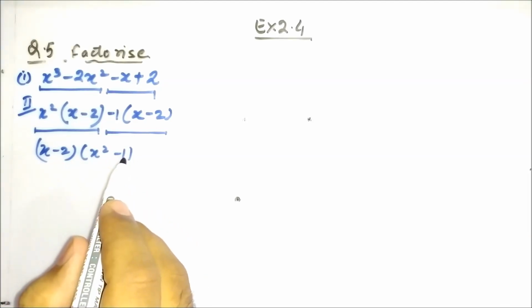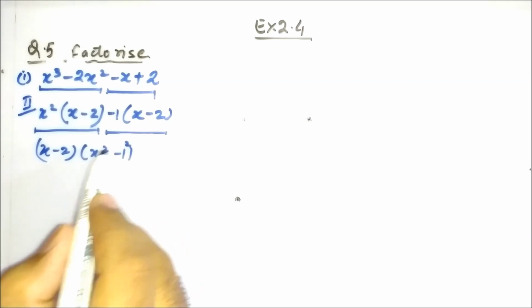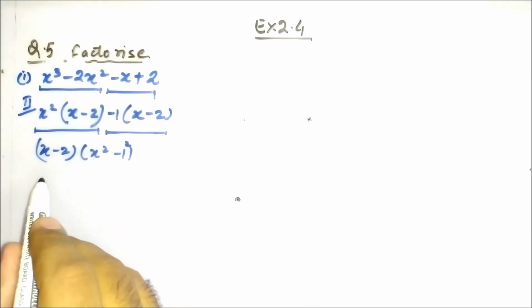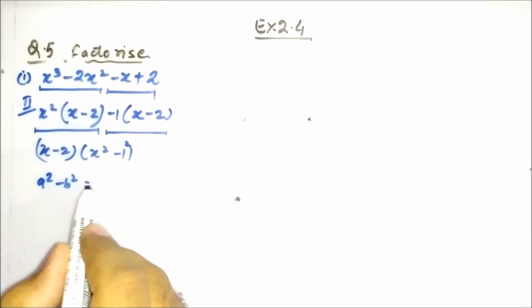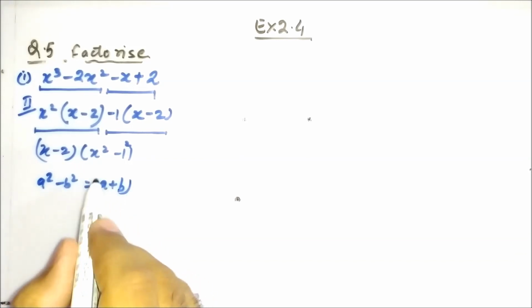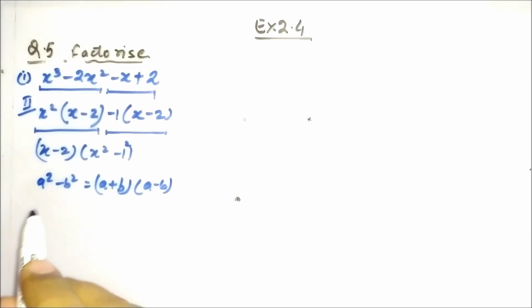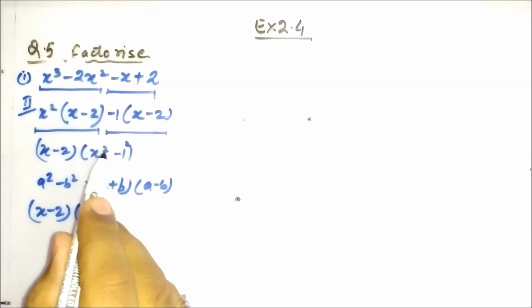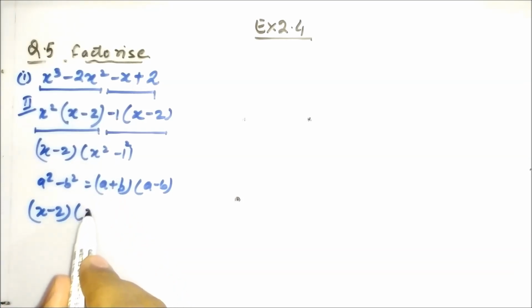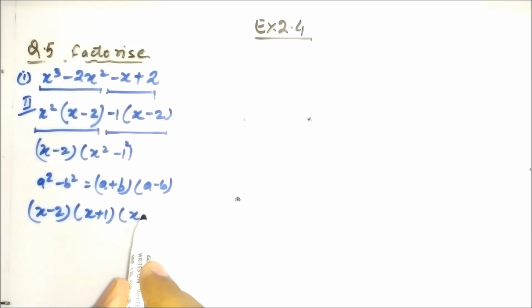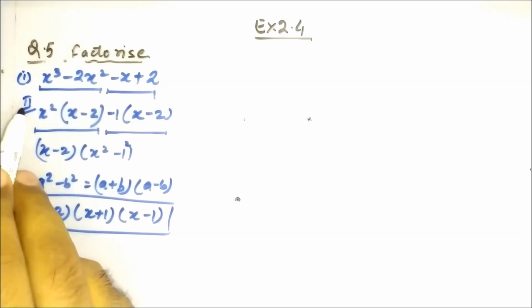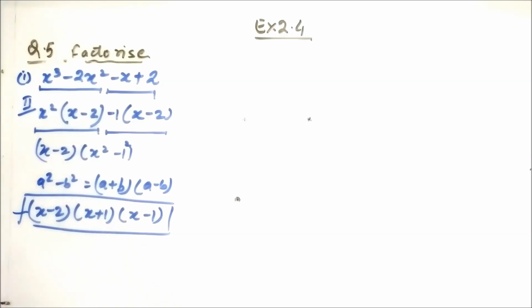Now this x square minus 1 can also be written as x square minus 1 square, because 1 square is 1 only. So if you apply the identity a square minus b square is a plus b and a minus b, then x minus 2 will be remaining, and here we will get x plus 1 and x minus 1. So directly we got the 3 factors. That was the answer we have seen. So by the second method you directly got the answer in 3 steps.